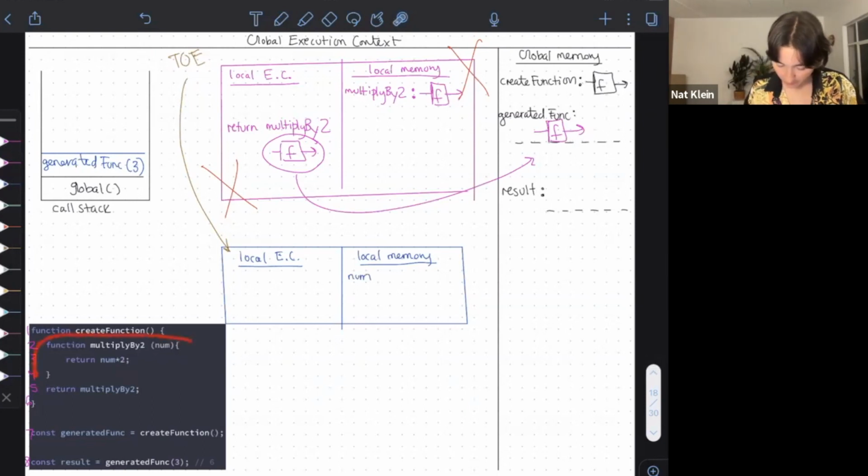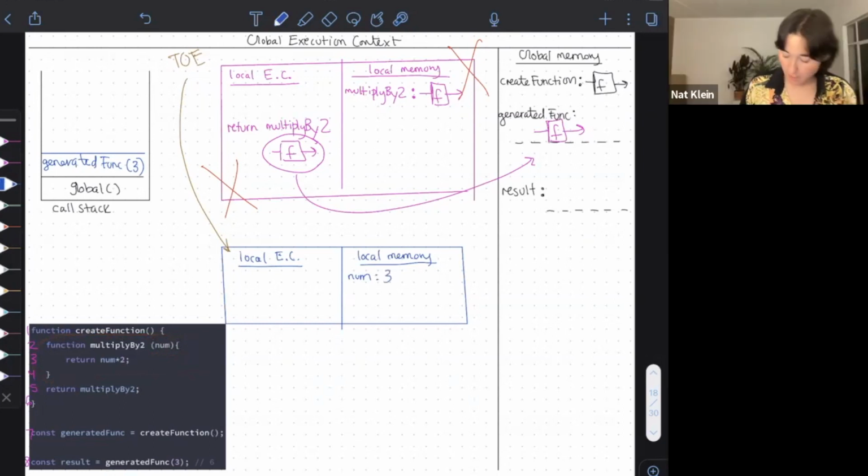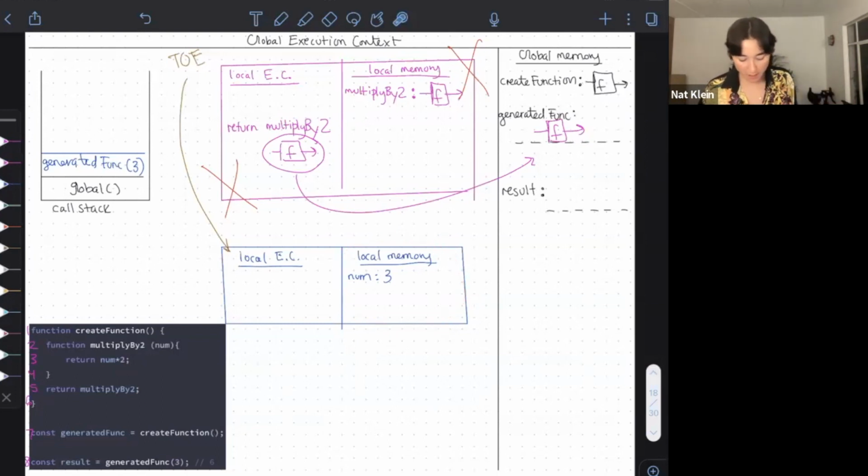We have it right here. Remember, this is the function definition that we're currently running. So right there, you can see num is our parameter. And what is the argument that was passed into generated func? Our argument would be 3. 3. Beautiful. Okay. So now we have processed our parameters. We've paired our parameters with our arguments in local memory. Also, by the way, another word for memory is a variable environment. So I could say that this is a local variable environment, just another term that we can use.